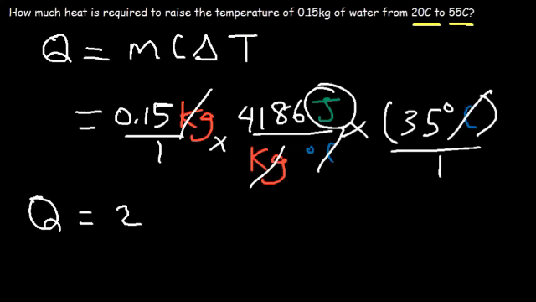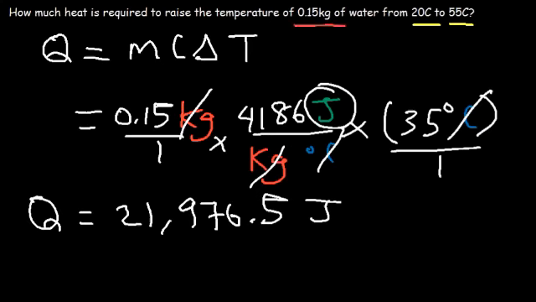So it takes 21,976.5 joules just to heat up 0.15 kilograms of water, which is about 150 grams of water. So if you divide by 1,000, this is 21 point, I guess you can round it to 22. It's about 22 kilojoules of energy.